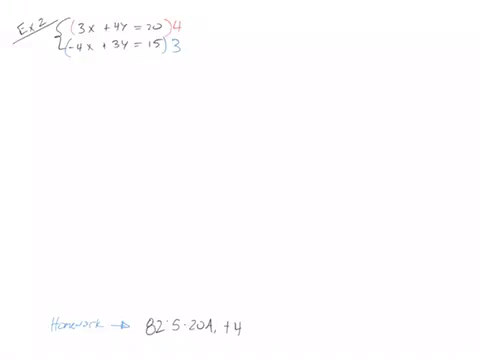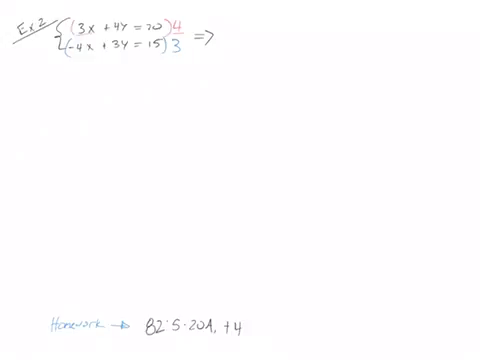Now why did I pick those numbers? Well, because I know that 3 times 4 will give me 12, and negative 4 times 3 would give me negative 12. So that means that my x value should reduce to nothing, or be eliminated. So my new set of equations will be like this.